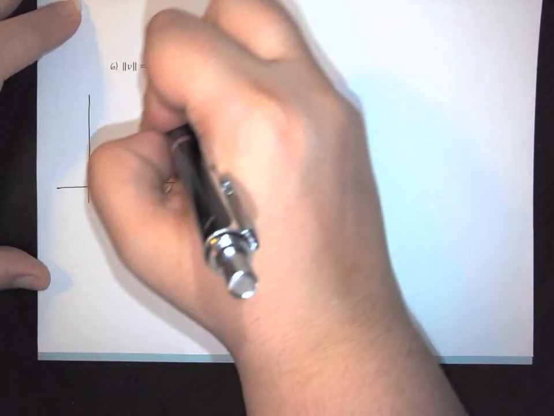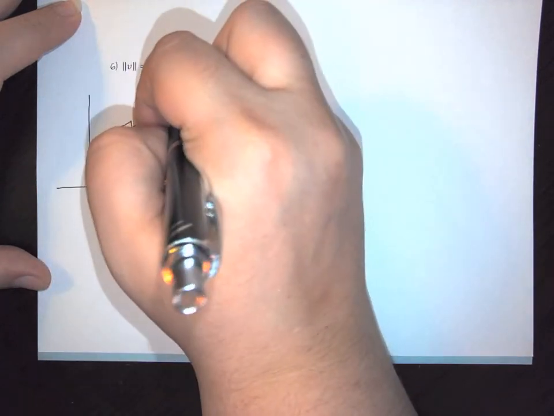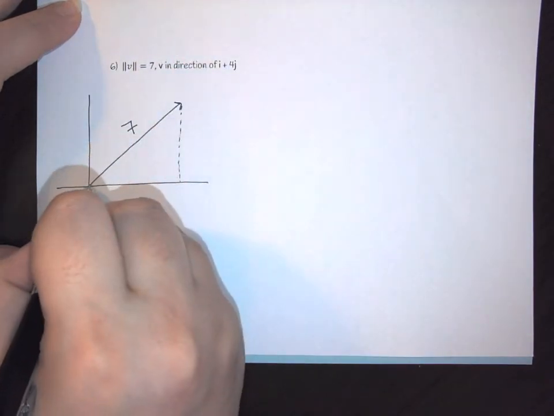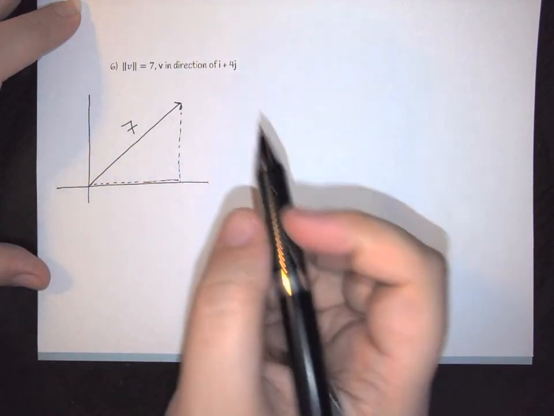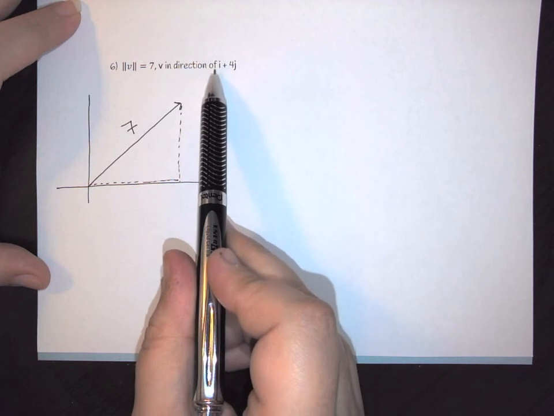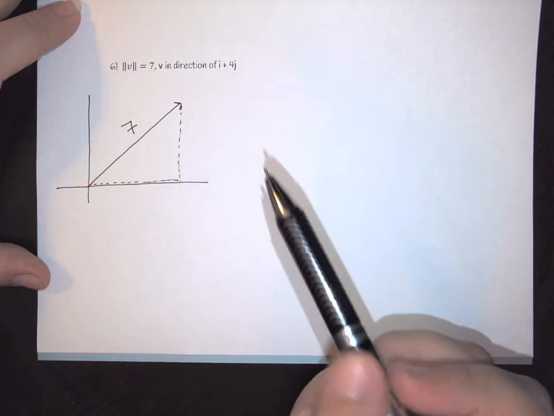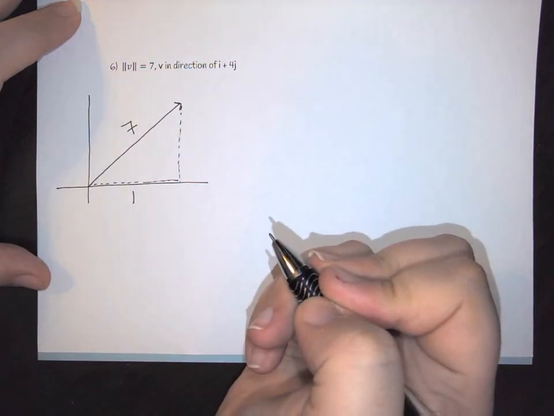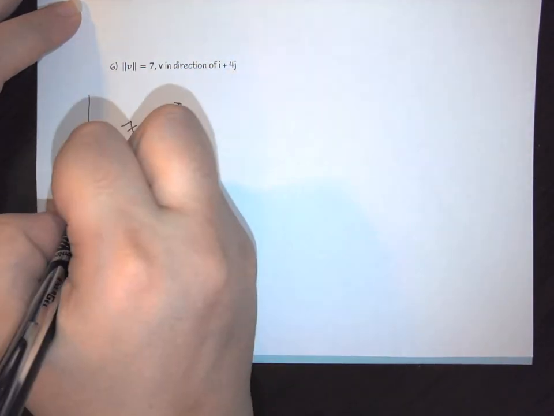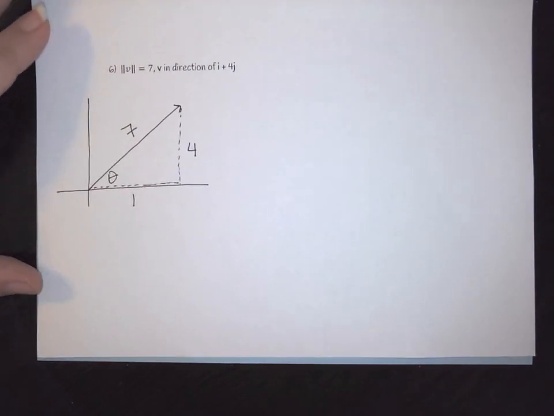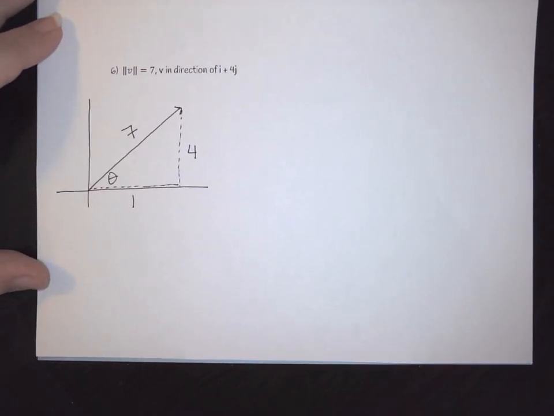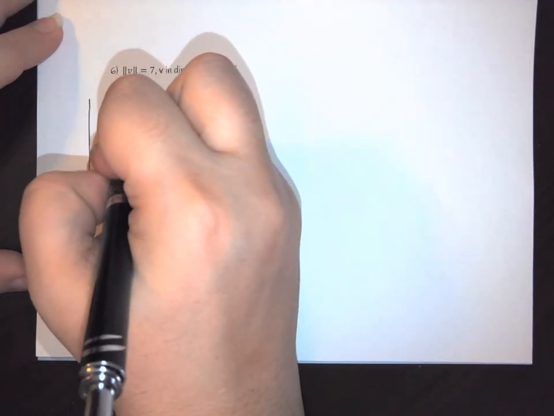So we're going to input our vector. We know it is 7. We can drop down the vertical and we can drop across that horizontal. And we know that we are in the direction of 1i plus 4j. So that means my horizontal is 1, my vertical is 4. And in this case, what I don't know is the actual angle itself. So here, it's not 7, it's z.